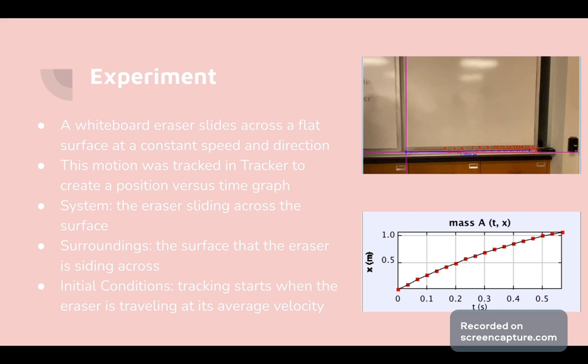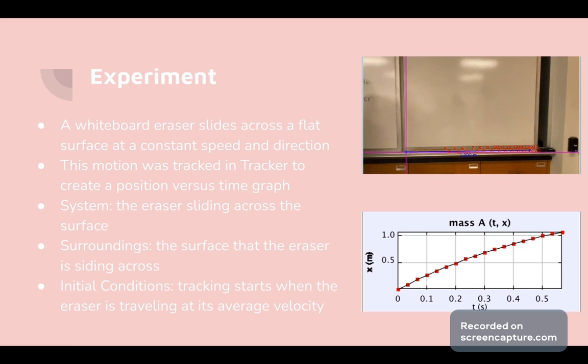In the upper picture, you can see the red axes and blue meter stick that were placed as a reference for Tracker to be able to accurately assess the motion of the eraser. The red dots shown along the eraser path are the tracked locations of the eraser as it moves through space. The system in this scenario is the eraser as it slides across the surface. The surroundings are the surface that the eraser is sliding across.